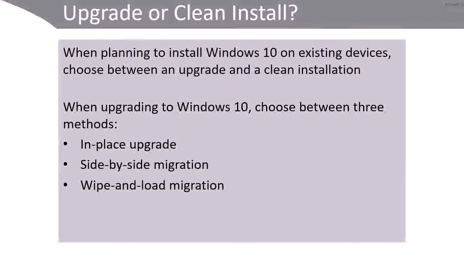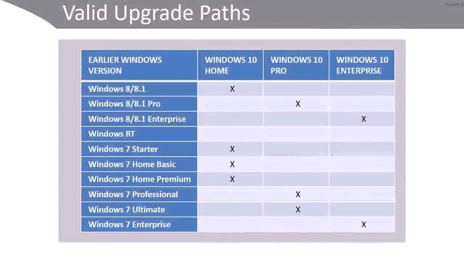A wipe and load migration. On a single computer, you do a fresh installation of Windows 10 and then migrate the settings. This requires some external storage somewhere to store those settings. There's limited rollback capabilities in this method. When you're performing an in-place upgrade, you must use a supported upgrade path. These are displayed on the current slide.